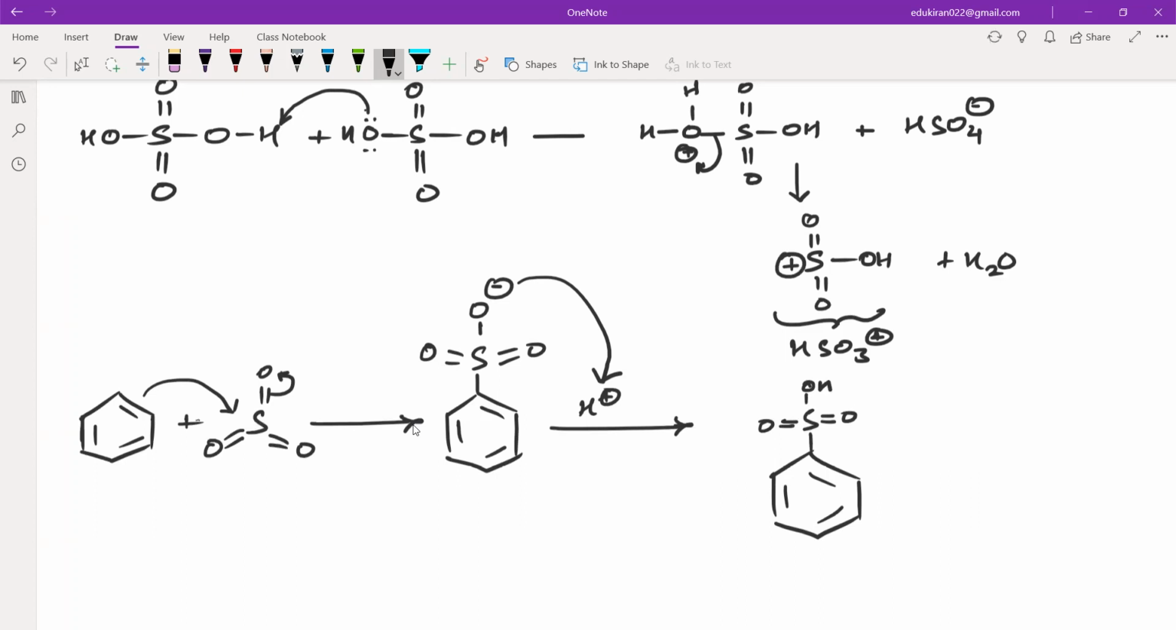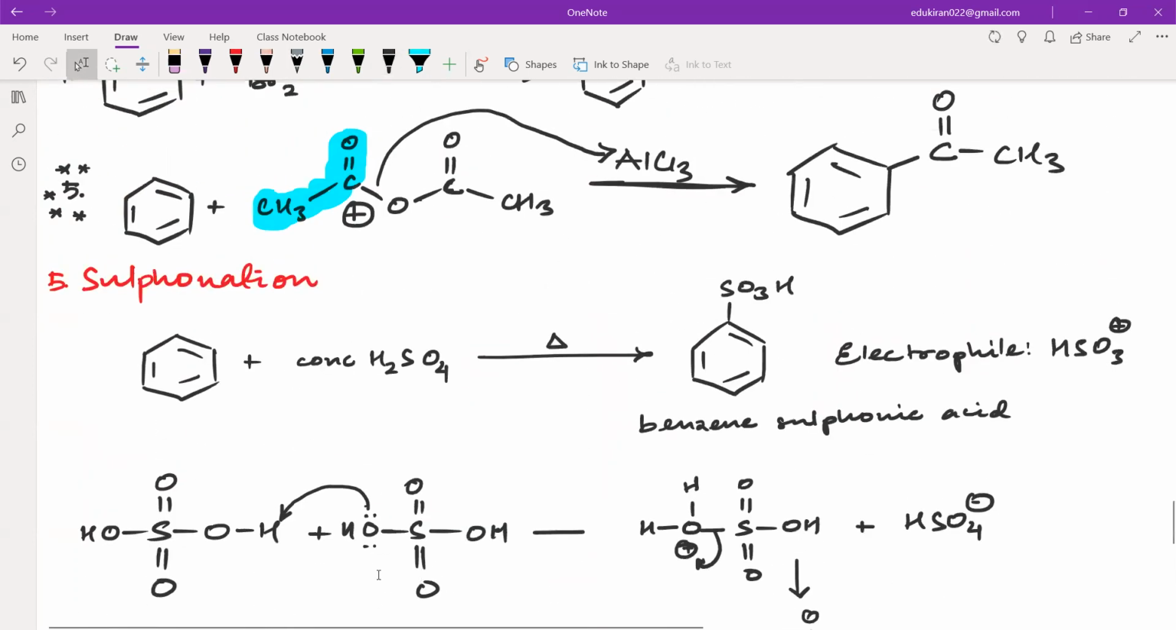As you can see, it is very similar to this. It is not very similar, it is exactly like this one. So both of these mechanisms are possible when you have benzene plus concentrated H2SO4.